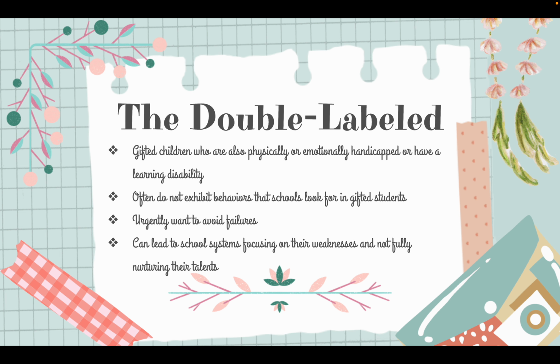The next type we have is the double-labeled. These students are gifted students who are also physically or emotionally handicapped or have a learning disability. They often do not exhibit behaviors that schools look for in gifted students, which can create feelings of rejection and isolation. They urgently want to avoid failures. This can lead to school systems focusing on their weaknesses and not fully nurturing their talents. It is important that all educational support available be delivered to these students so that they are receiving support for both their strengths and weaknesses.